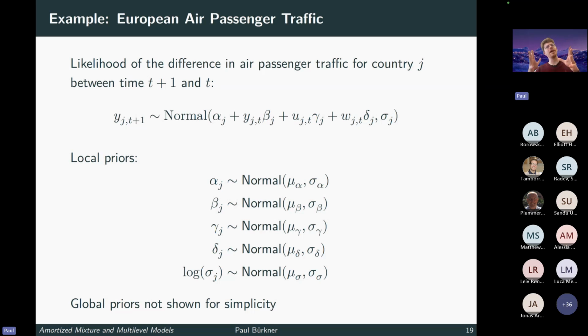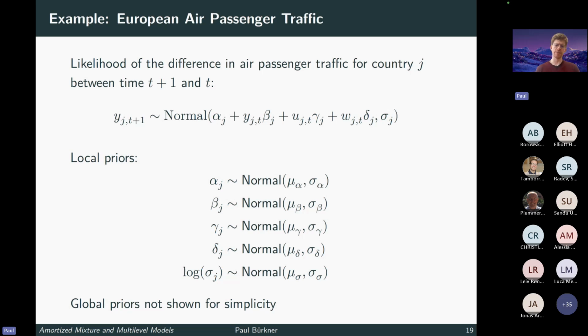So essentially some kind of autoregressive model with a bunch of predictors, which we could also fit in standard MCMC, for example, but we have also more complicated examples in the paper. I'm just presenting this here because I believe it's quite intuitive. So we're essentially predicting how the air passenger traffic in Europe is changing over some years as a response to, I don't know, changes in economic situation, etc.